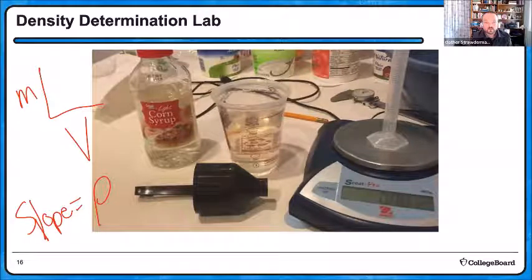Let's talk a little bit about graphing. One of the things that your kids need to be able to do is graph by hand. And this isn't in the future, this is now: be able to draw best fit lines with a ruler.